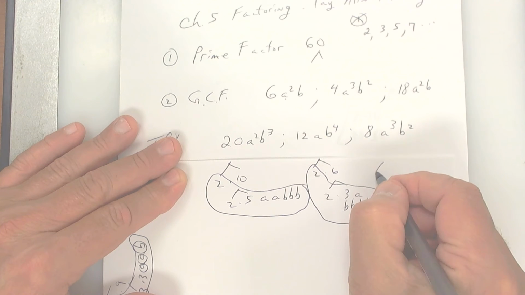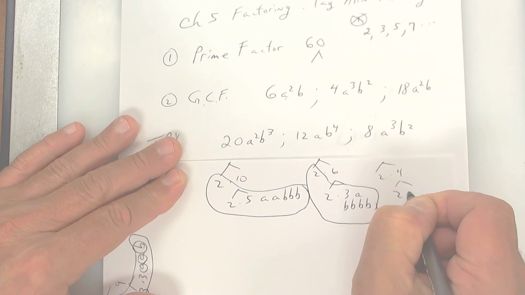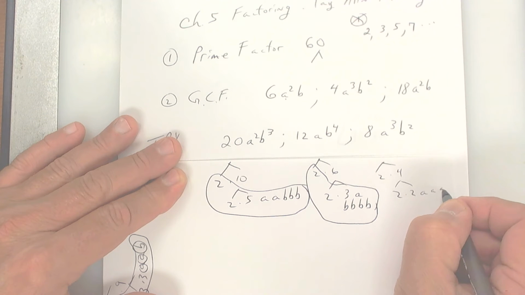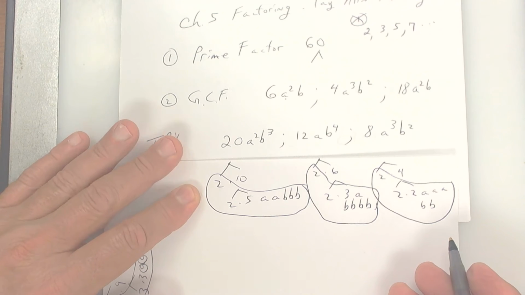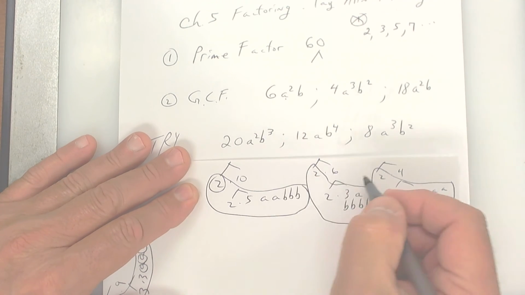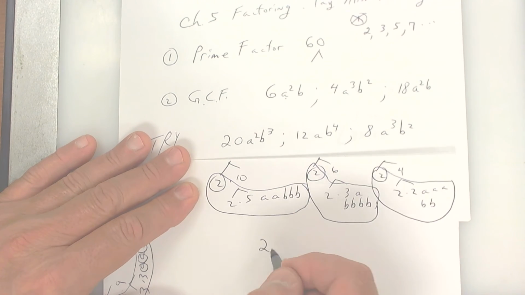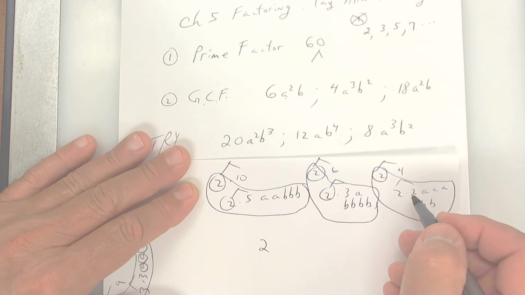Break it down. This one is 2 times 4, 2 times 2, A, B, B. Break it down all the way. All right, now let's look and see what's in common. We have a 2, a 2, and a 2. Take a 2 out. We have another 2, another 2, and another 2.